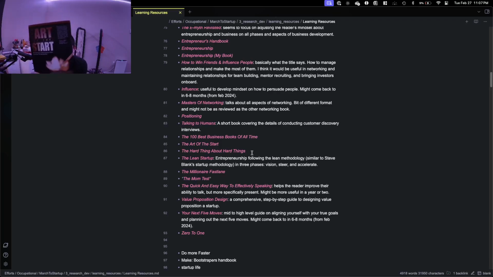Next book, The Art of the Start by Guy Kawasaki. I've seen his name around in the startup space. He's a managing director of an early stage venture capital firm for high technology companies. He has a BA from Stanford and an MBA from UCLA. Rules: How to Sell a Dream, Macintosh Way.